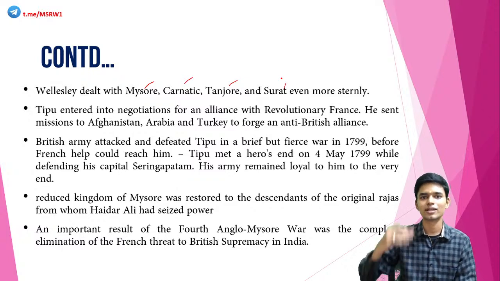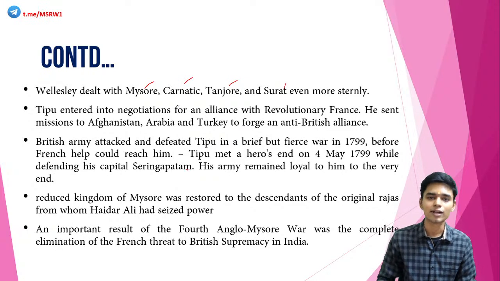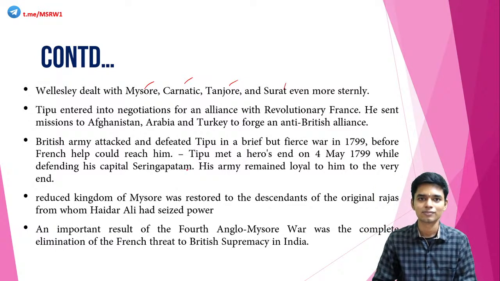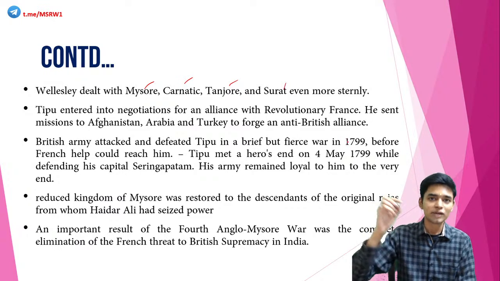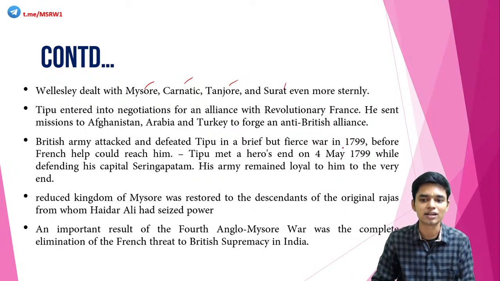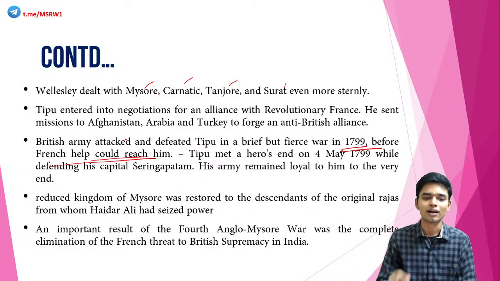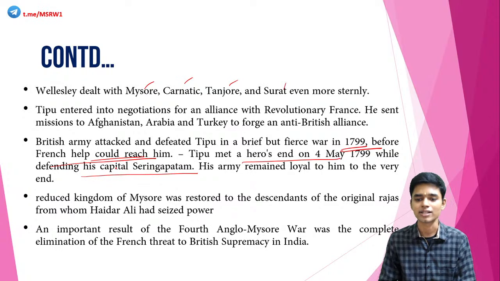He wanted to defend Mysore against Britain, so he would never accept subsidiary alliance. So this eventually went to the fourth Anglo-Mysore War. Tipu Sultan sought help from France, from revolutionary France. The problem was, before the French forces could arrive in India, Wellesley defeated Tipu Sultan in a fierce war in 1799. Before French help could reach him, he was defeated very thoroughly, and he even died in the battle itself. Tipu Sultan met a hero's end, which means he died on 4th May 1799 while defending his capital of Srirangapatnam.